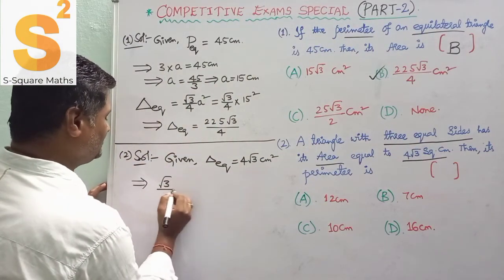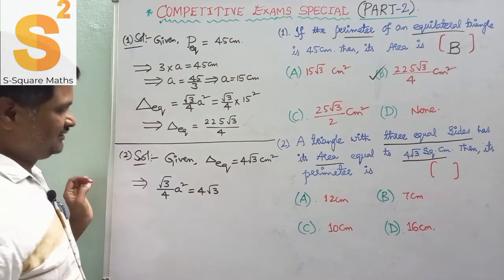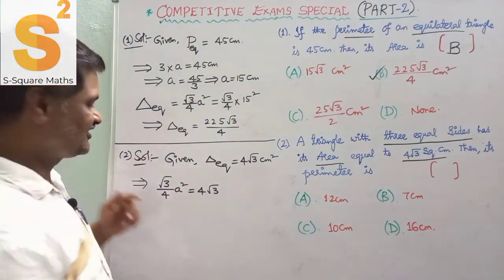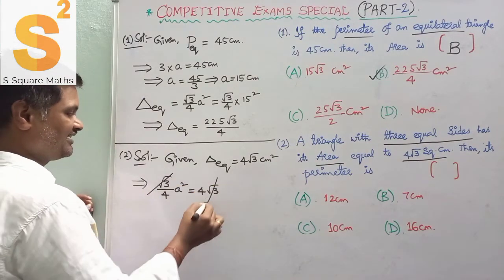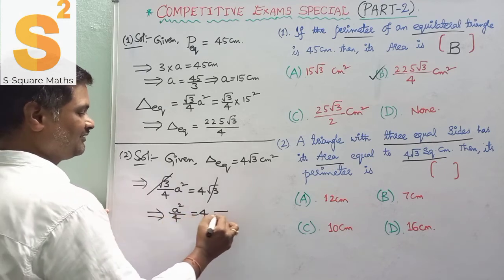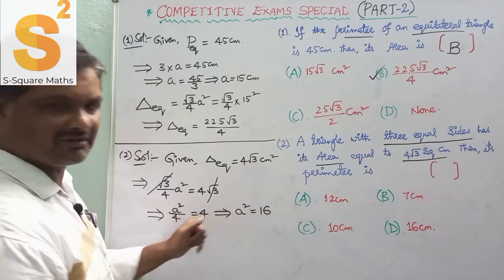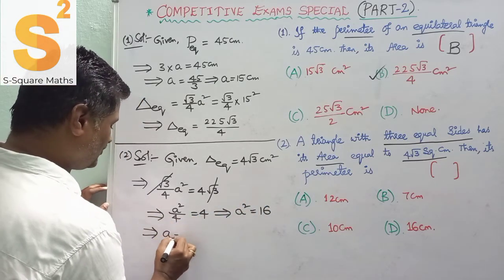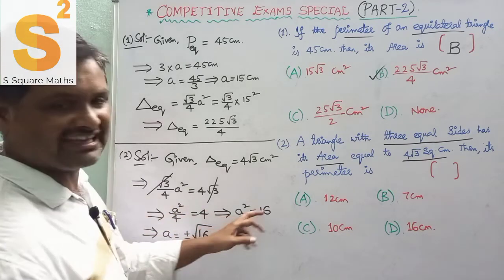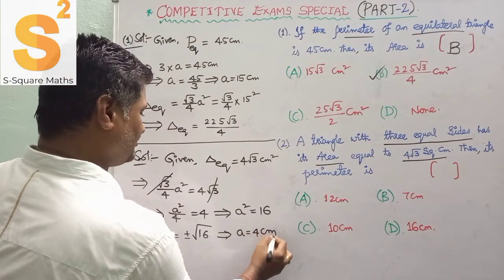So root 3 by 4 into A square is equal to 4 root 3. Since the operation is multiplication, it transfers to this side and becomes reciprocal. So that is the longest way in the competitive examinations. You can cancel here itself. So that the leftover part is A square by 4 is equal to 4. This implies A square is nothing but 4 into 4 is 16 if you cross multiply. So this implies A is equal to plus or minus root 16, but side cannot be negative, implies A is nothing but our 4 centimeters.